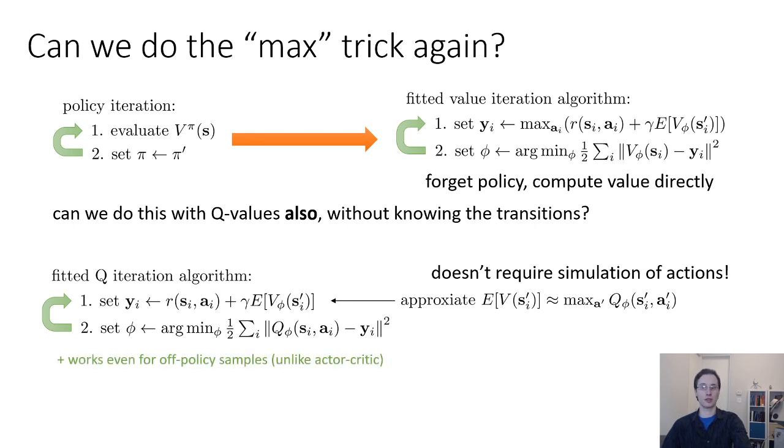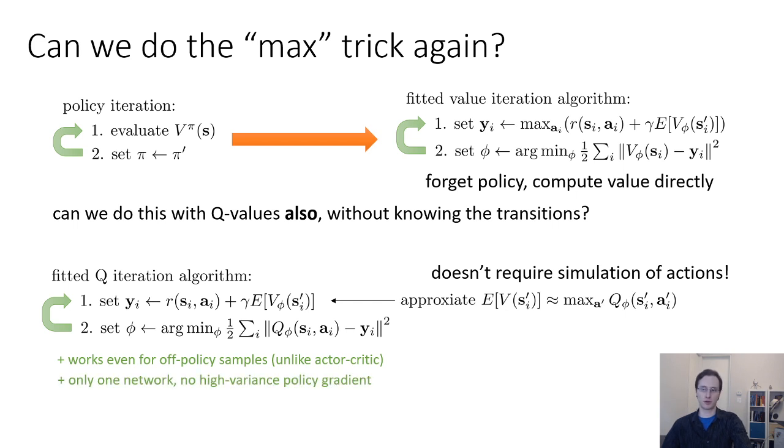So this works even for off-policy samples. This algorithm does not make any assumptions that the actions were actually sampled from the latest policy. The actions could have been sampled from anything. So you can store all the data you've collected so far, it doesn't need to come from your latest policy, unlike Actor-Critic where we had an on-policy algorithm.